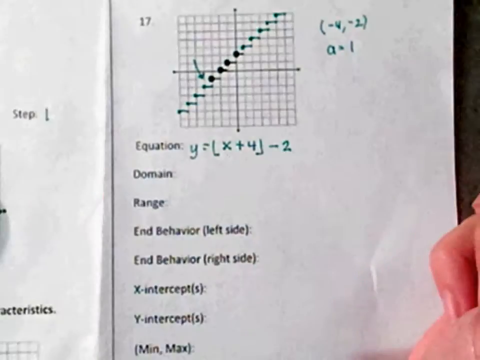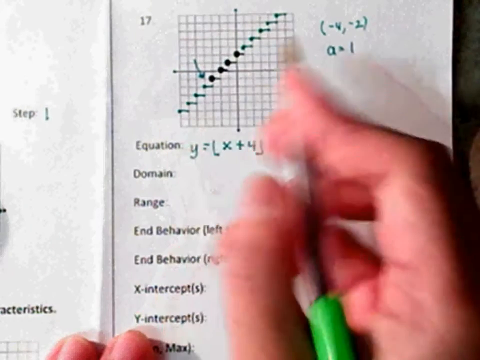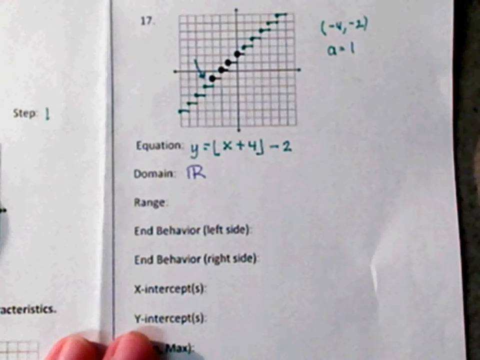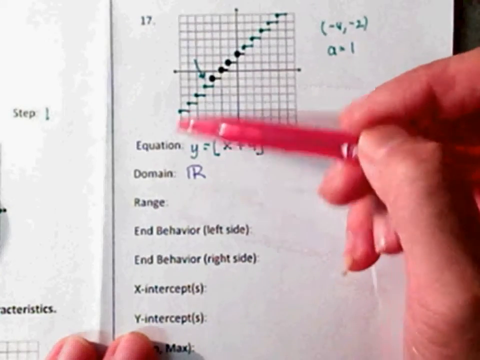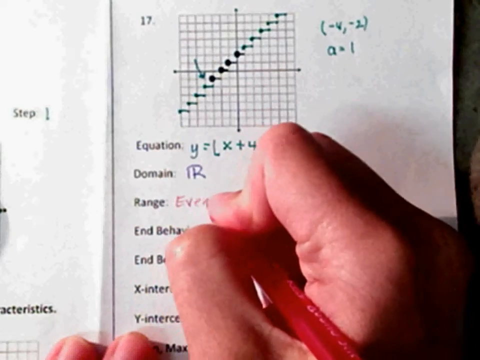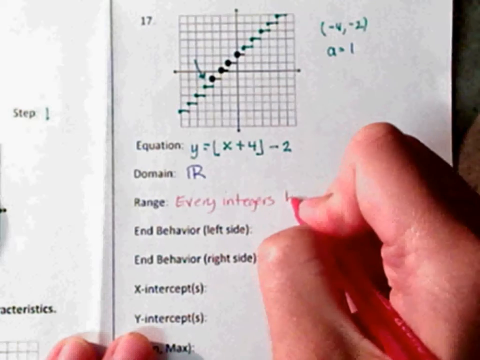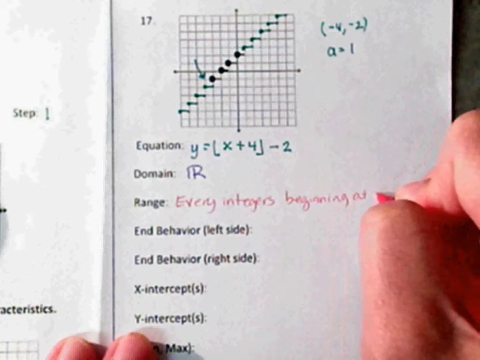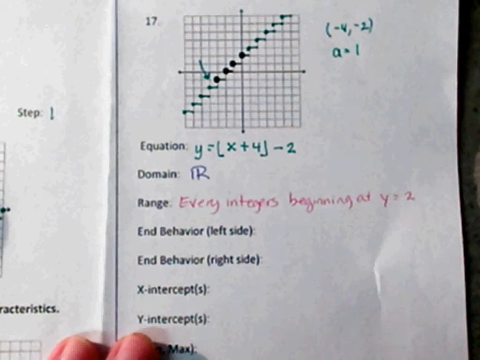There's my equation. Your domain, far left to far right, you can write negative infinity to positive infinity, or you can write all real numbers. Now look at your range. You notice you're hitting every integer, so you can just write every integer, and you can tell me where it begins if you like, beginning at y equals 2. But if it's every integer, you really don't have to tell me where it begins. I just know it's going to go everywhere.